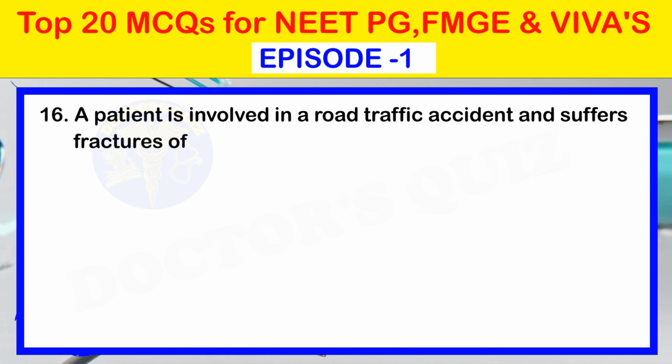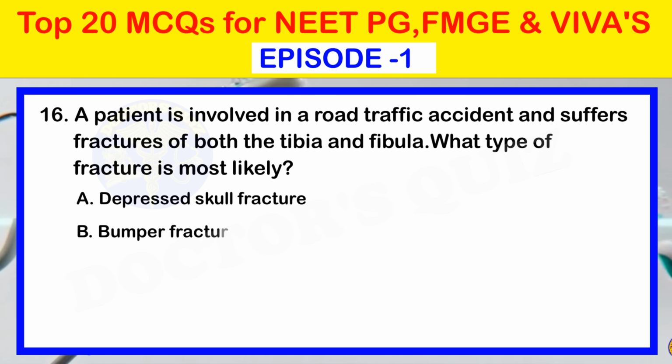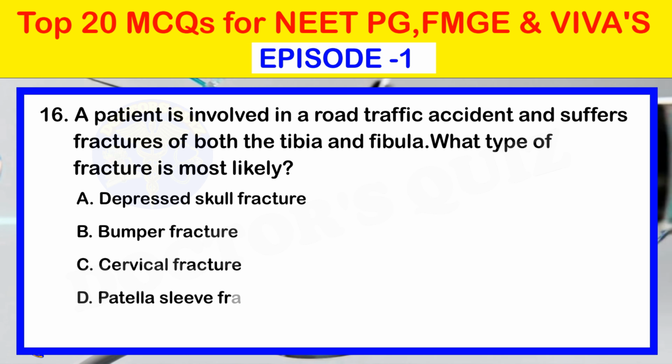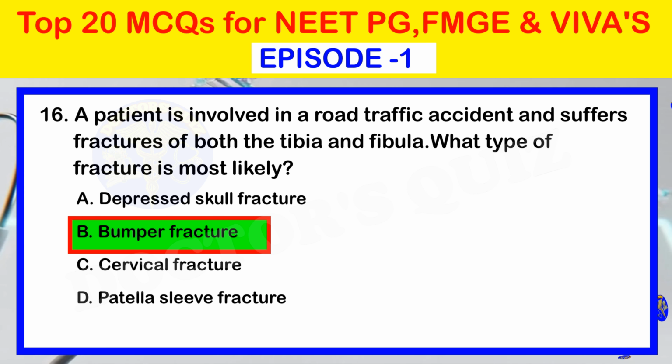A patient is involved in a road traffic accident and suffers fractures of both the tibia and fibula. What type of fracture is most likely? Options are depressed skull fracture, bumper fracture, cervical fracture, or patella sleeve fracture. Answer is option B, bumper fracture.